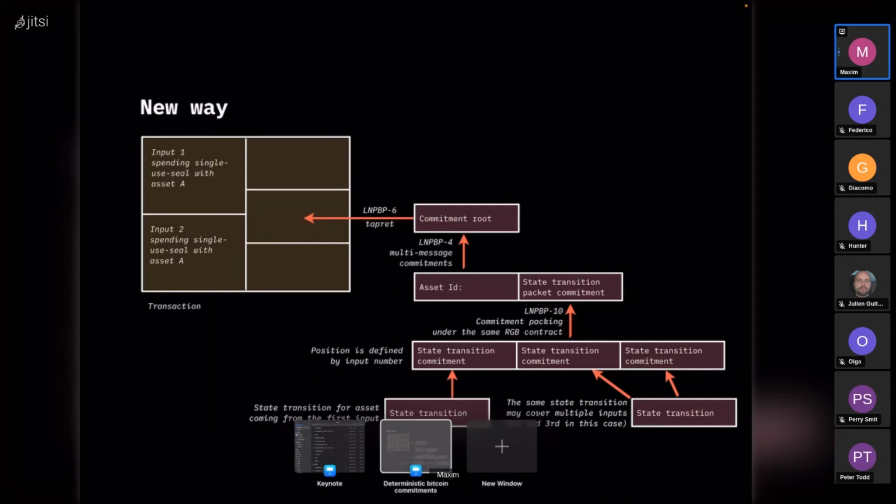So let's start slowly. I'm defining a single-use seal. It can be anywhere in the blockchain, just a UTXO. And when I spend that UTXO, I'm creating the commitment to a certain message. And I need to define into which output of the transaction spending that UTXO the commitment will go. So that's the way it works now. How do you propose to modify this specific way?